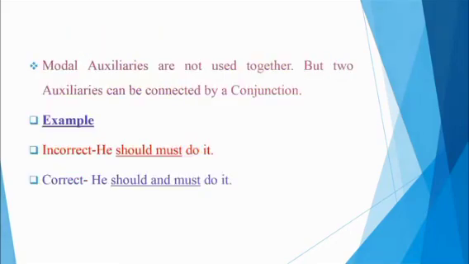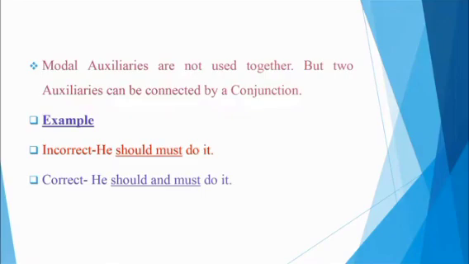Let's see the next rule. Modal auxiliaries are not used together, but two auxiliaries can be connected by a conjunction. Let's read the first sentence. He should, must do it. Is that a correct sentence? No. The correct sentence is he should and must do it.